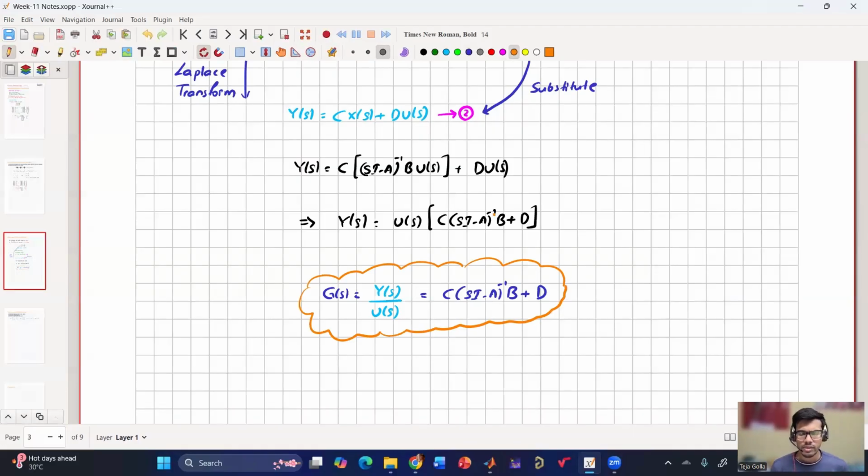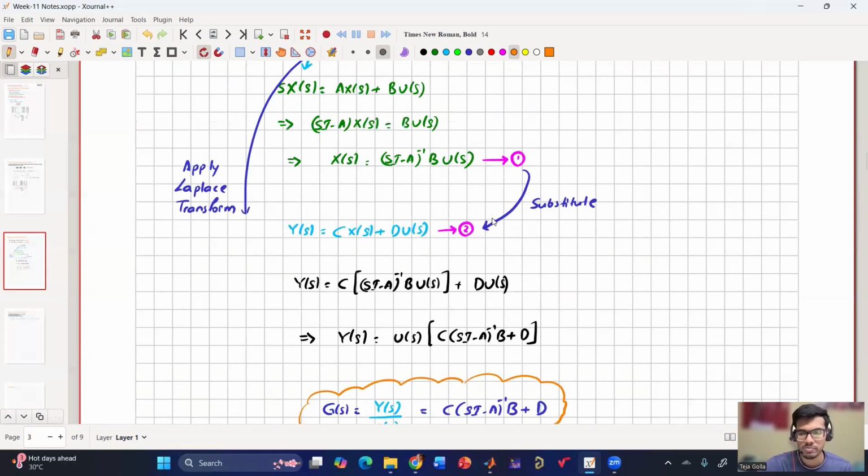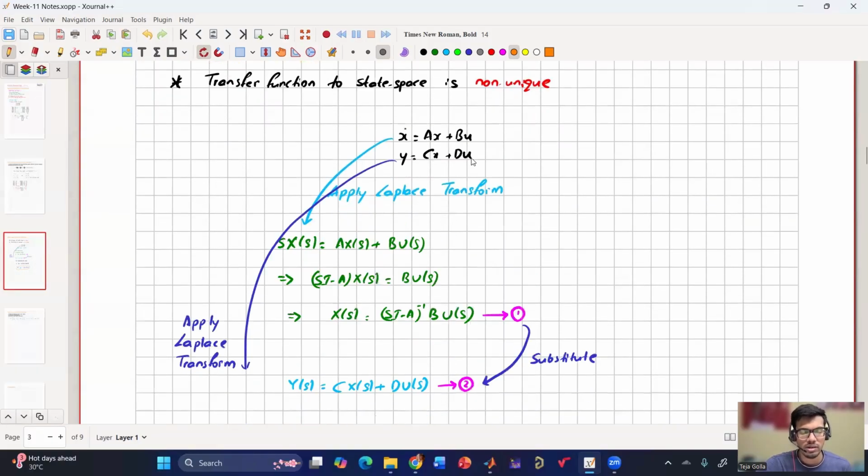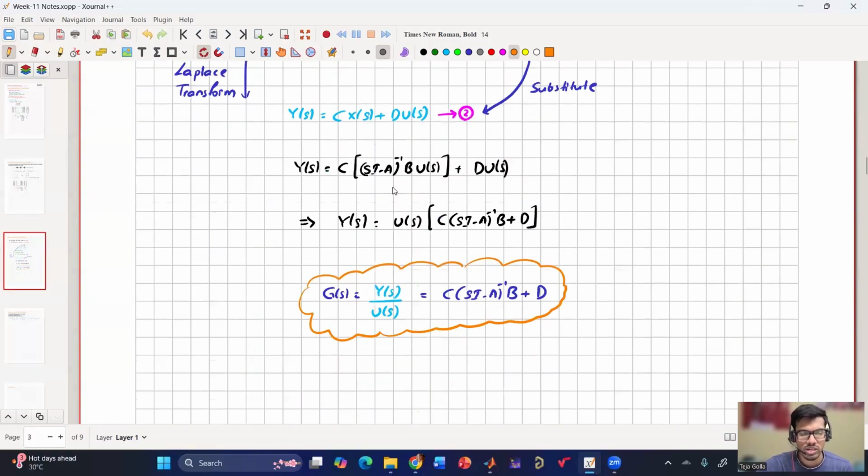This is how we get a transfer function for a given model. If we are given the state space model in terms of A, B, C, D matrices and asked to calculate the transfer function, this is how we can calculate it. No need to derive it every time. This is a standard formula that we can remember, and it will be helpful in many topics. So G(s) is C (sI minus A) inverse B plus D.